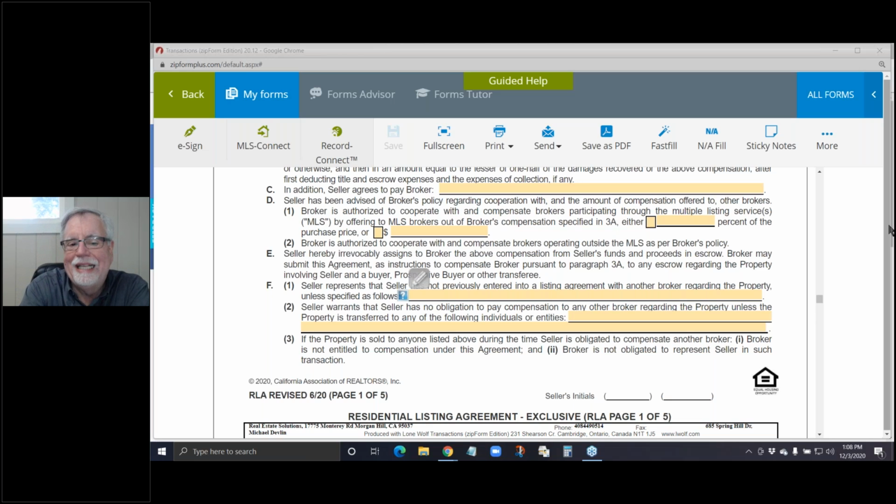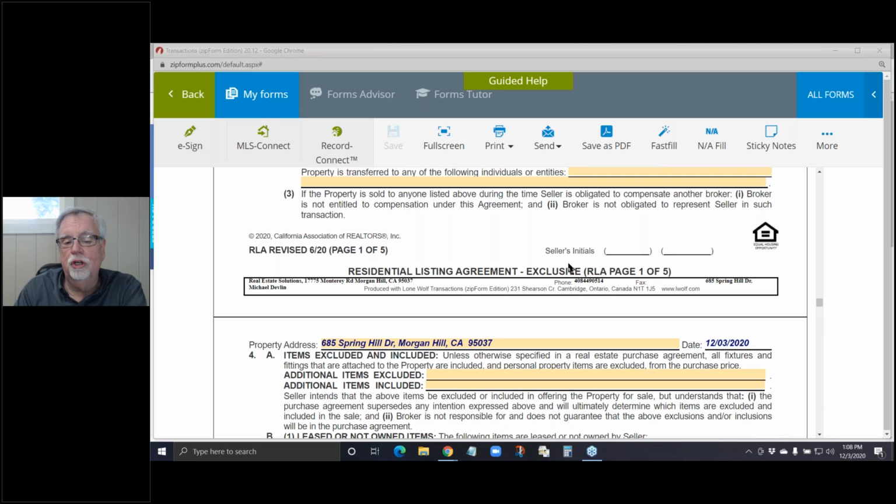Well, you can write in there that basically it's saying that if it sells, let's look at 3: if the property is sold to anyone listed above during the time seller is obligated to compensate another broker, broker is not entitled to compensation under this agreement. So if it sells before their listing expires, this isn't any good, right? Because it's already sold. But yes, I just wanted you to know it's legal, ethical for you to go talk to a seller about selling a property after the listing is expired.